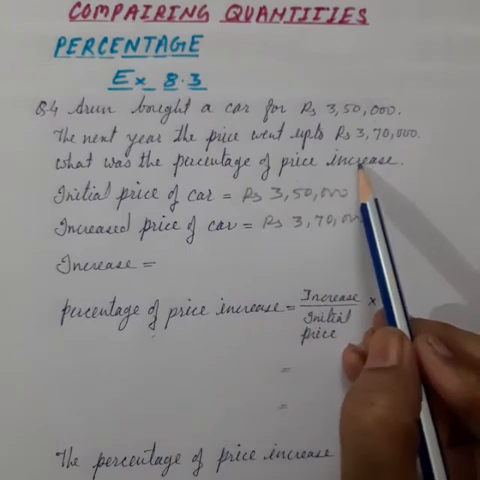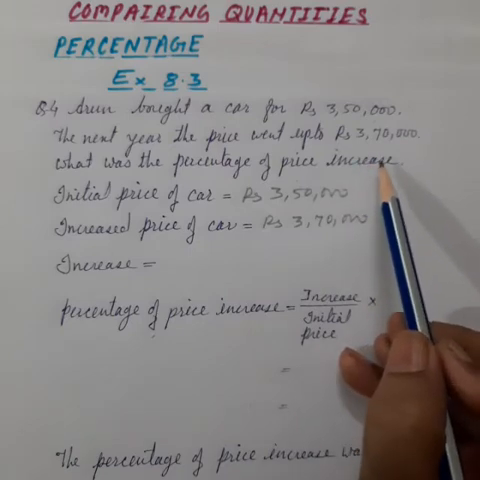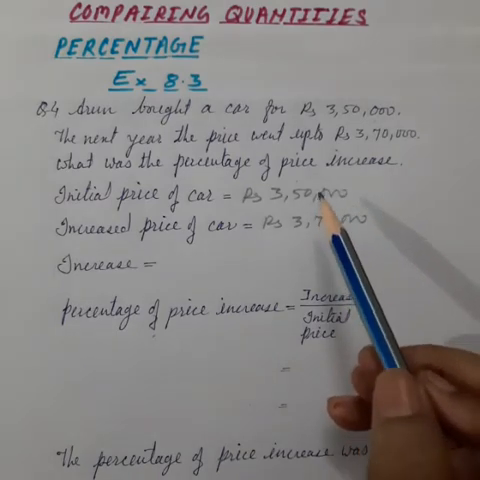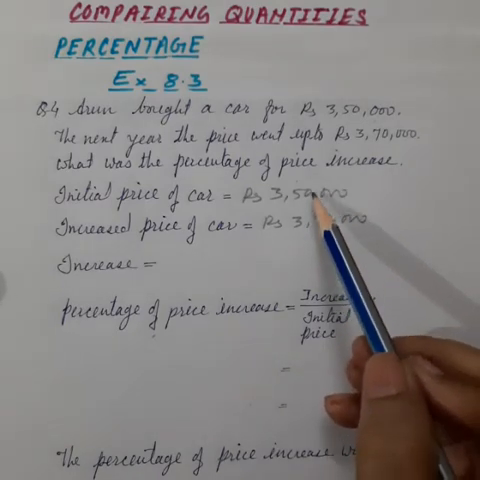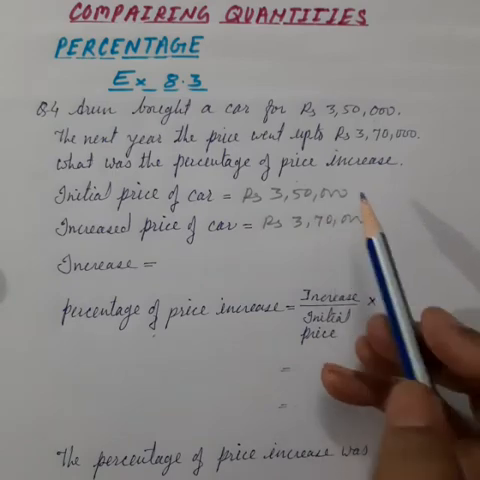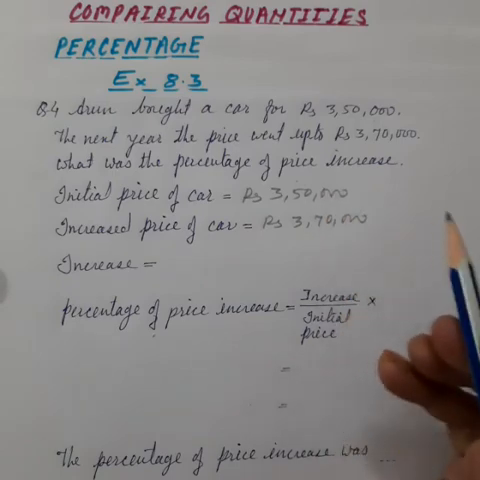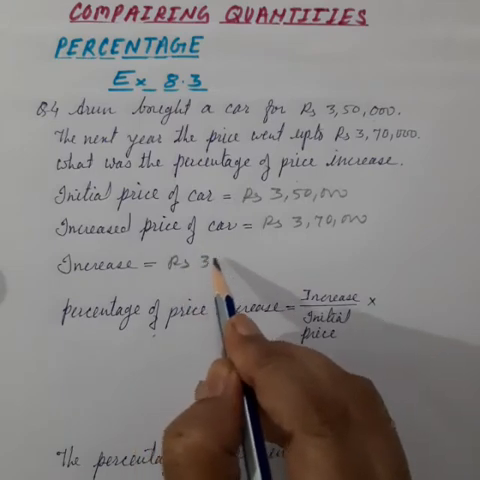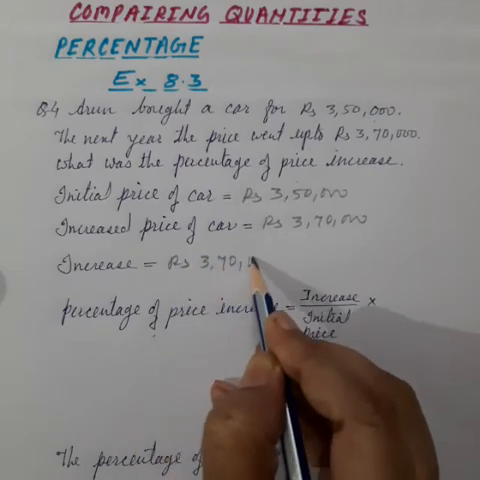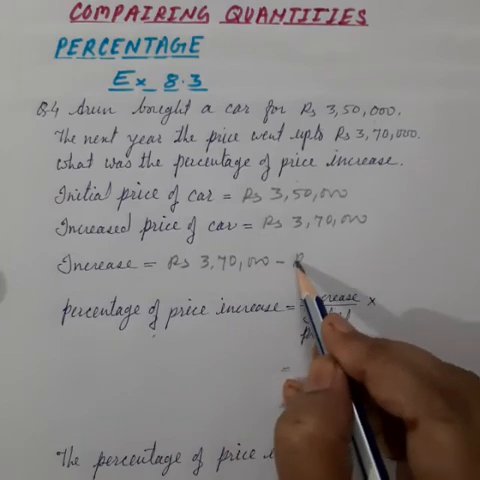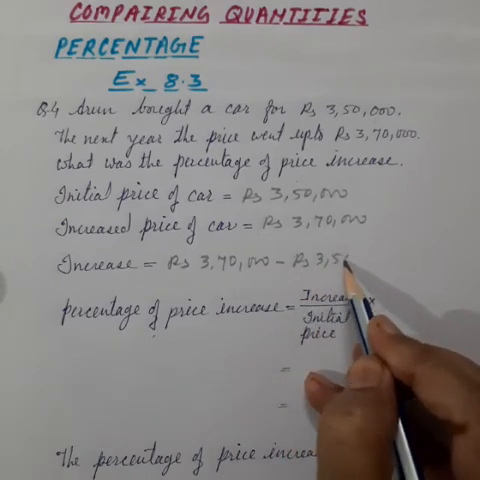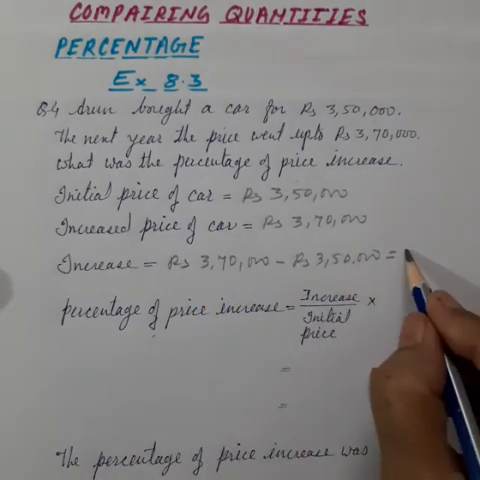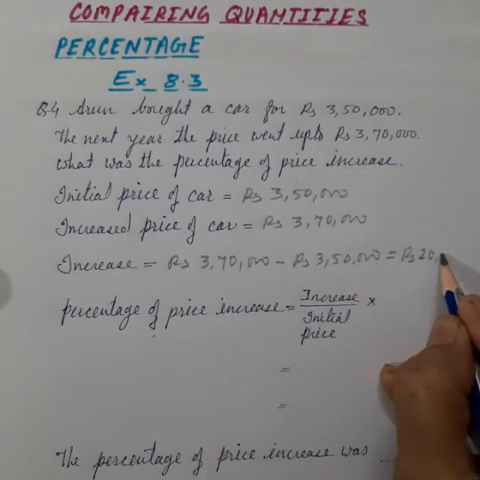So first of all we have to find out how much it is increased. So we have to find out the difference between these two, and whenever we have to find out the difference, we have to subtract the smaller value from the greater value. So the greater value here is 3 lakhs and 70,000. Subtract rupees 3 lakhs 50,000. So we get here rupees 20,000.